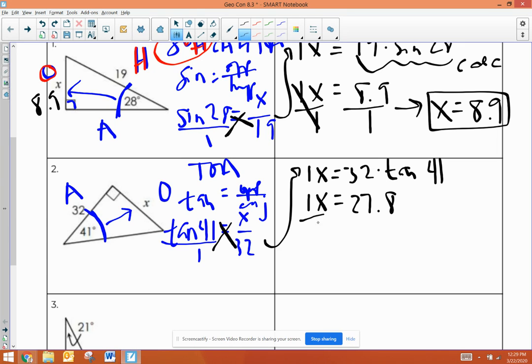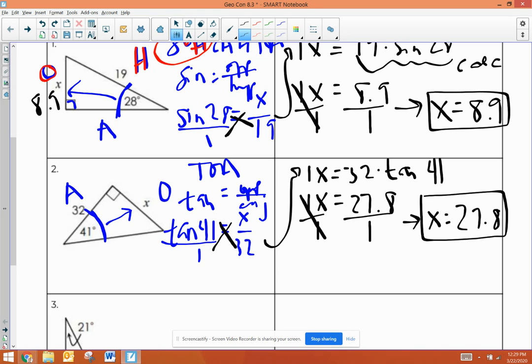27.8. Divide by 1. X equals 27.8. Nice. We check to make sure that's logical. 27.8, yeah, that's smaller than 32. That 41 degrees is going to be smaller than this angle here. Yep, totally logical. Checks out.